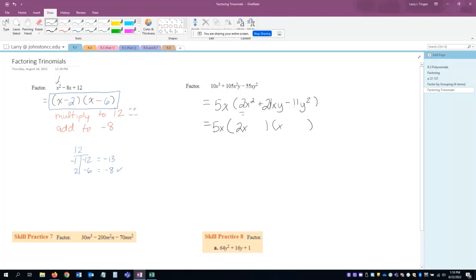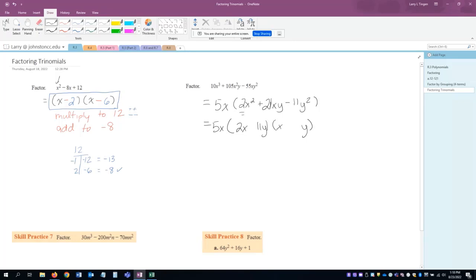Well, 11's prime. That's great, because the only way to get 11 is 1 and 11. Now, here's the part that's probably a little off: the last term has a variable in it. We're typically used to the type of factoring we see over here to the left, where the trinomial only has a single variable. Well, this one has two, and that's fine, because how do I get y squared? Y times y. So I know that this is 11y and y.